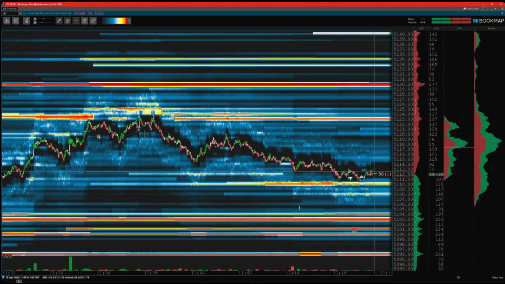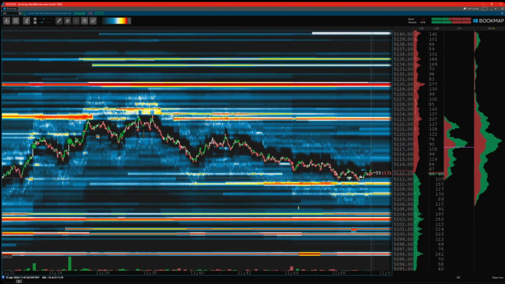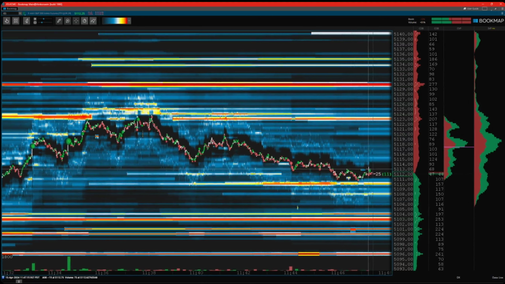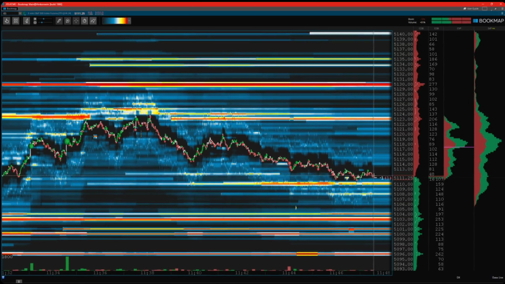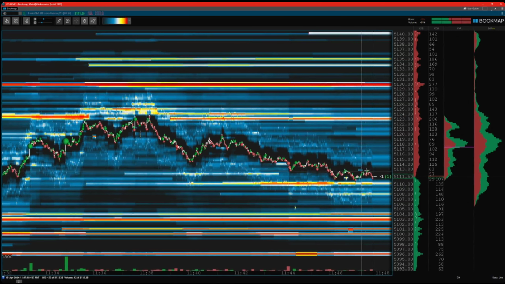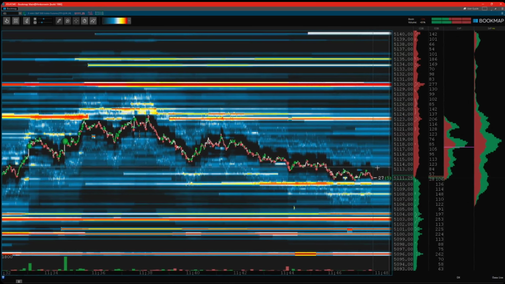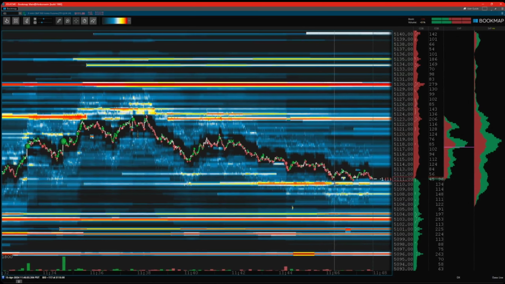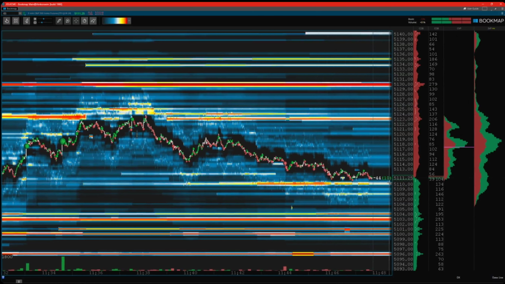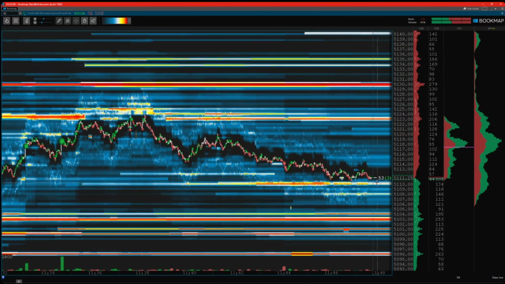Like the buyers right there, they try to get aggressive. Seller said nope. They tried again. Nope. Sellers are in control right now. So the buyers are either going to give up or they got no more power. And you can see how this orange is now yellow, now turning white. Sellers are just filling all those orders.